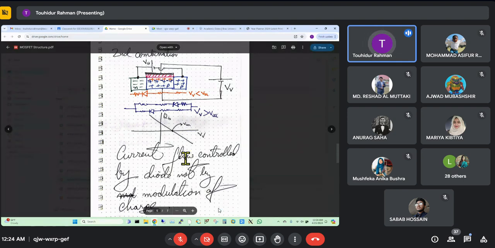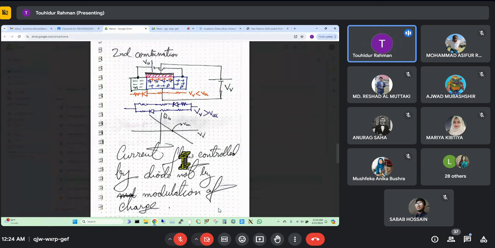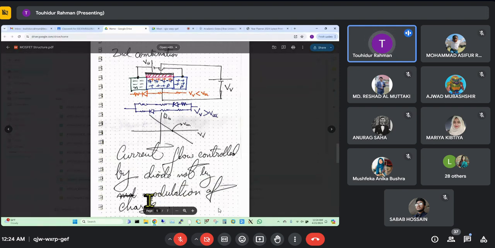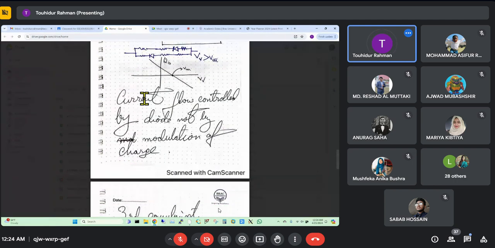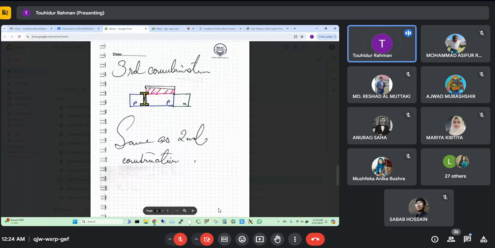So if that is true, is the condition satisfied? No, sir. Right. So the condition will not be satisfied, because the current is not controlled by the modulation of the charge. Current is controlled by the diode. Anyone has any other question? All right. Let's go to the next combination.